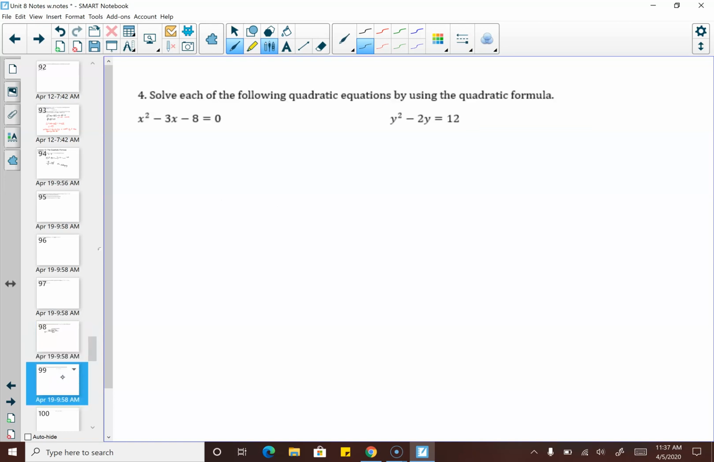So if we look at the number 4 here, it says solve each of the following quadratic equations by using the quadratic formula. So x squared minus 3x minus 8. The first thing we always want to do is write down a equals, b equals, and c equals. A is always the number in front of x squared. Well, what's in front of x squared? Nothing, which means there's really an imaginary 1. B is always the number in front of x, so negative 3x means b is negative 3. And then c is our constant, so negative 8.